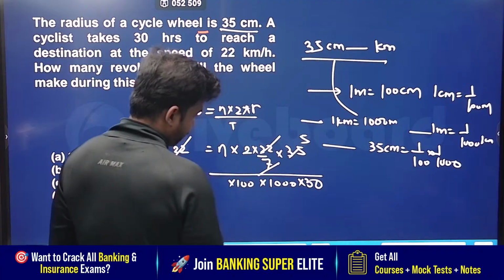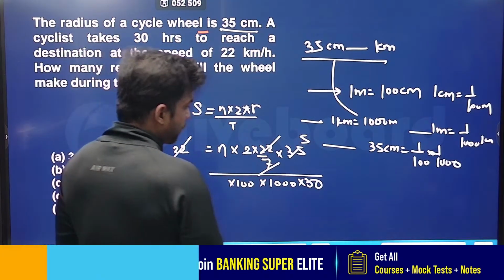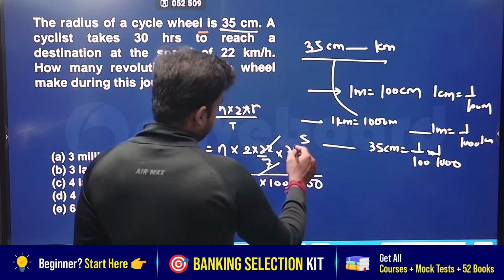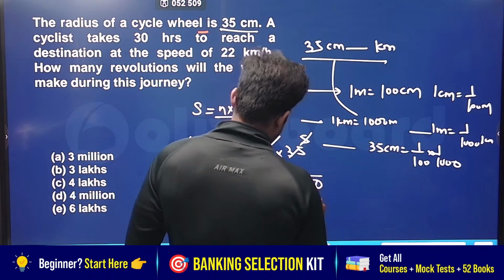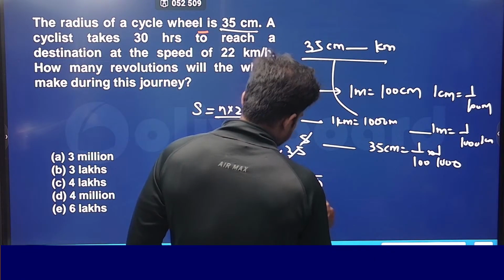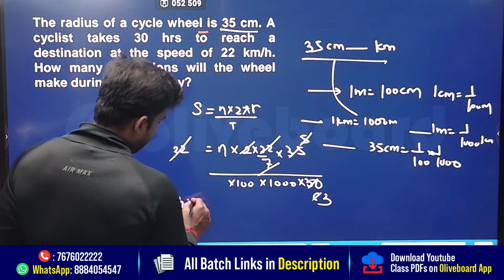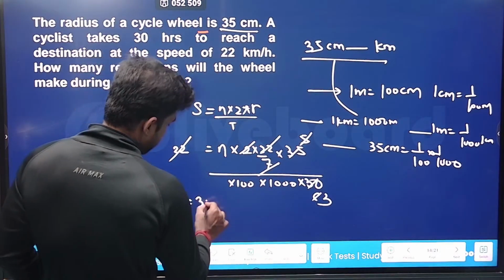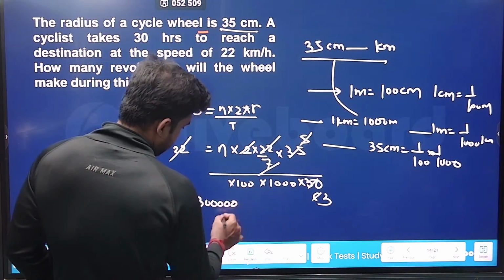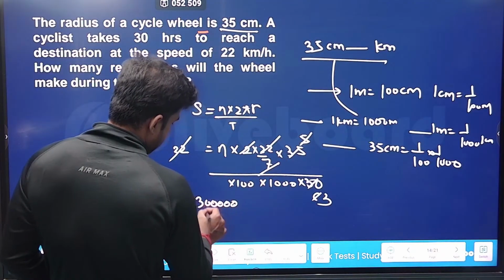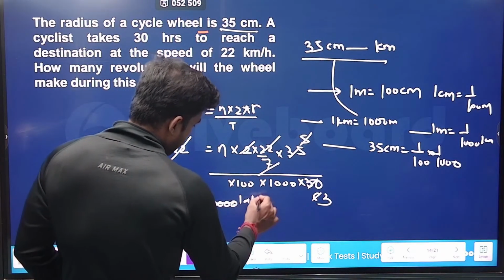Now what you can say? 5, 6, 2, 3, so the value of n would be 3 lakh. Just write down 3 lakh.